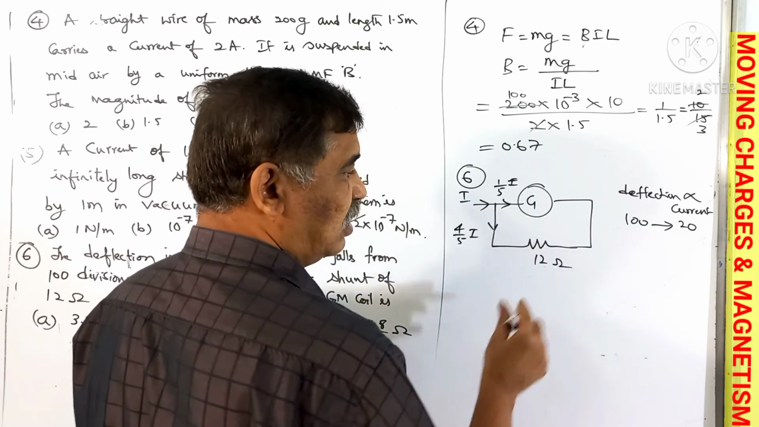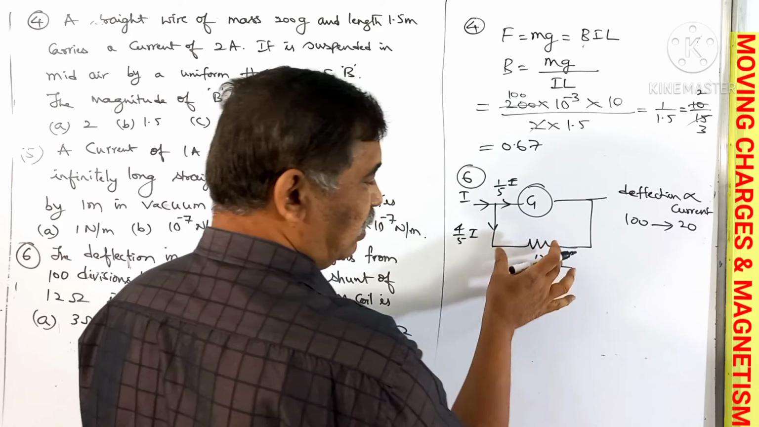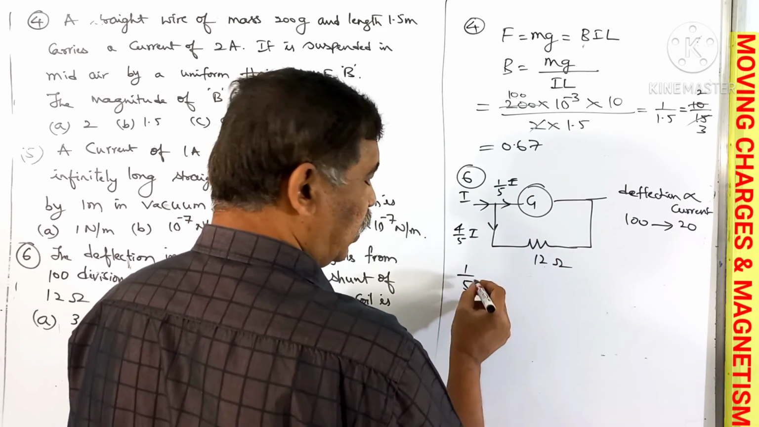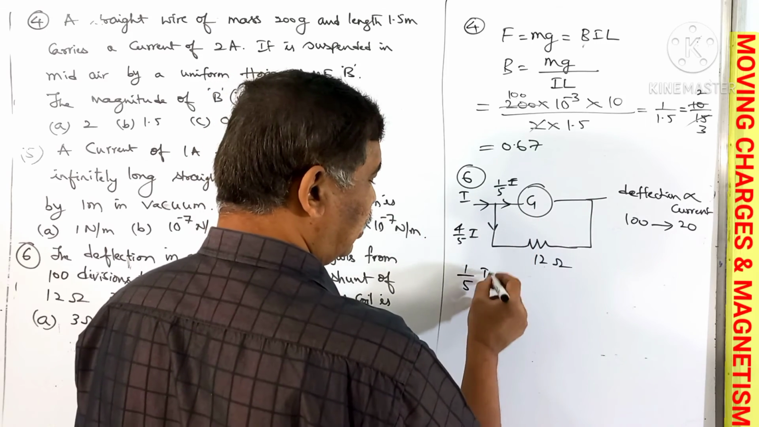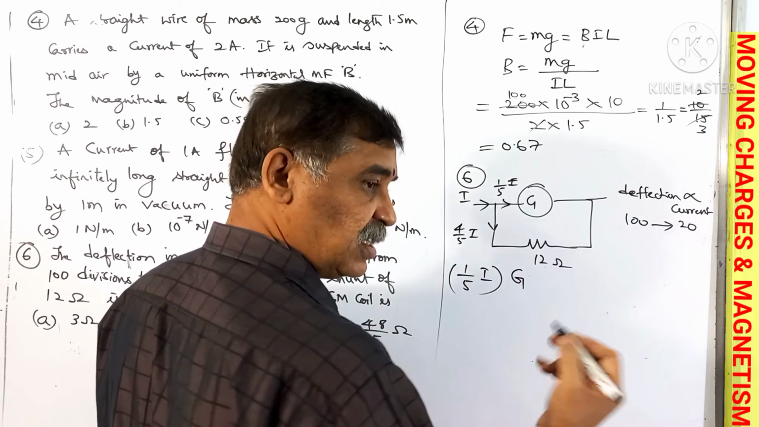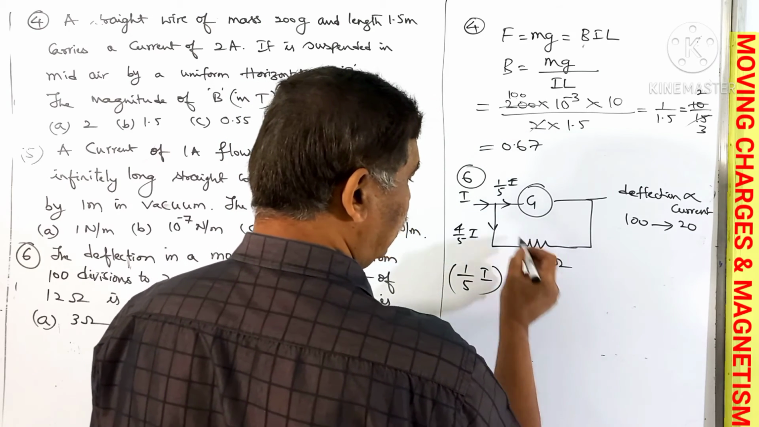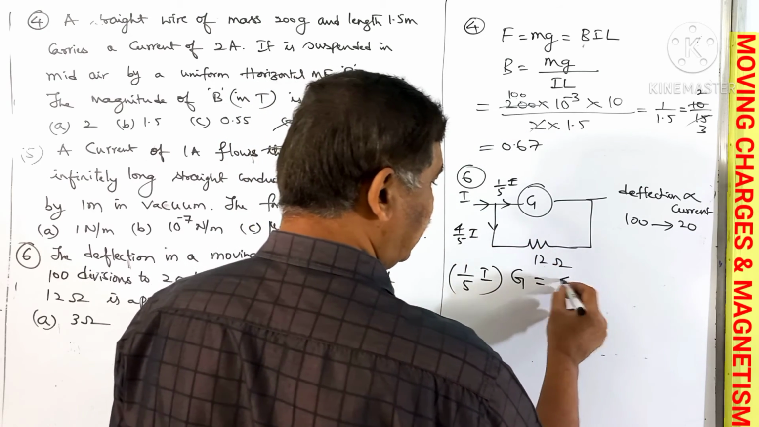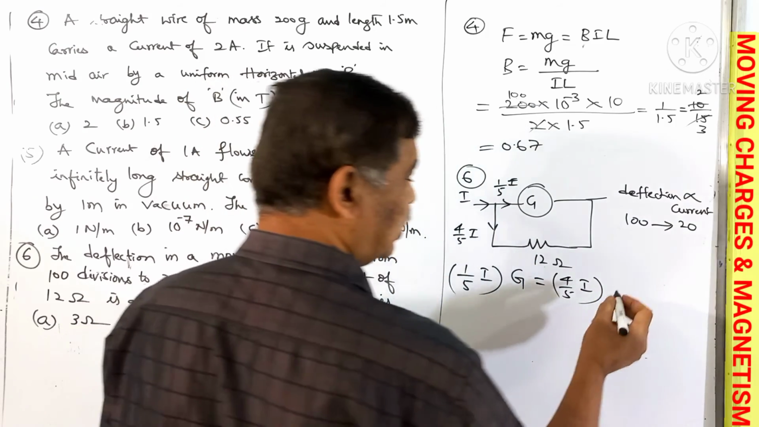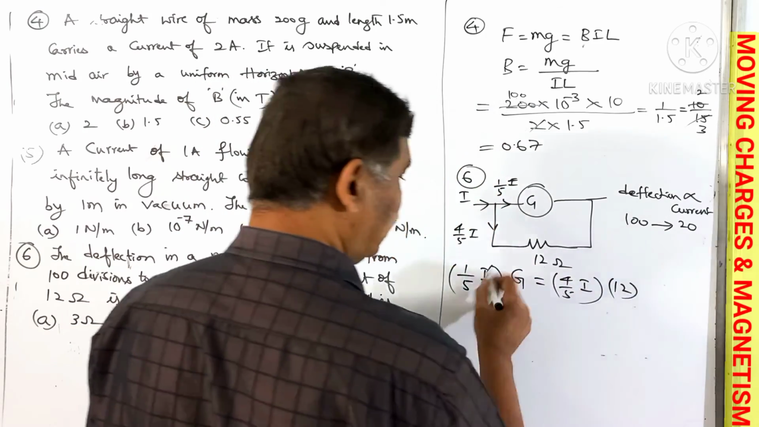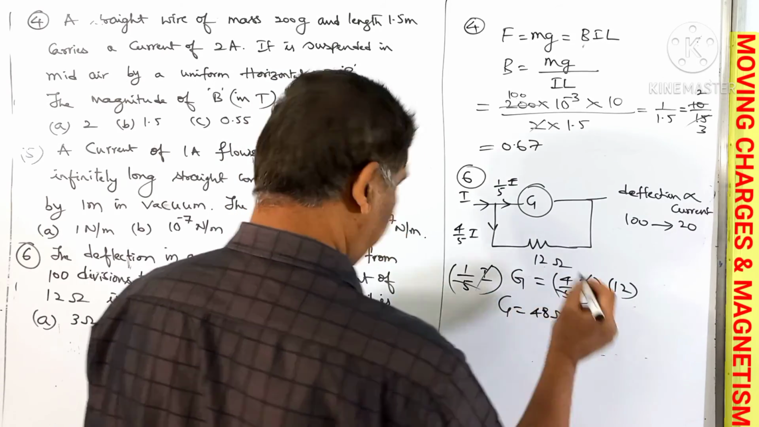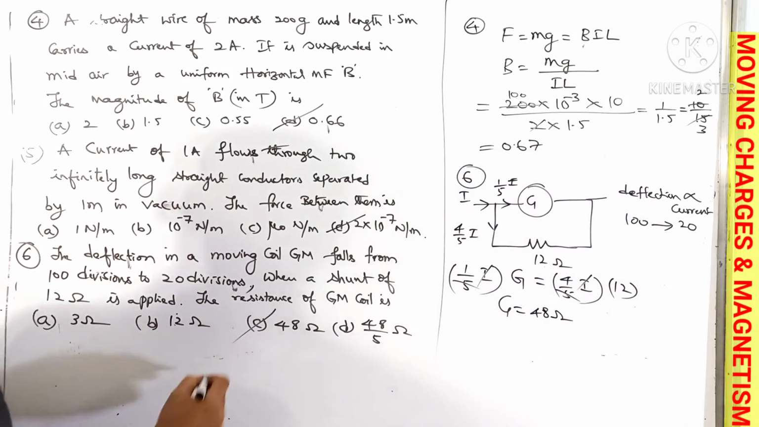The remaining current is this. So the galvanometer and this resistance, the so-called shunt, are in parallel. Potential difference is the same. So current through the galvanometer is 1/5 I. Galvanometer resistance, let me take it as G itself, is equal to, here the current flowing through this shunt is 4/5 I. Shunt resistance is given as 12. Simplify. I cancels, 5 cancels, G is equal to 48 ohm. C is the answer to this question.